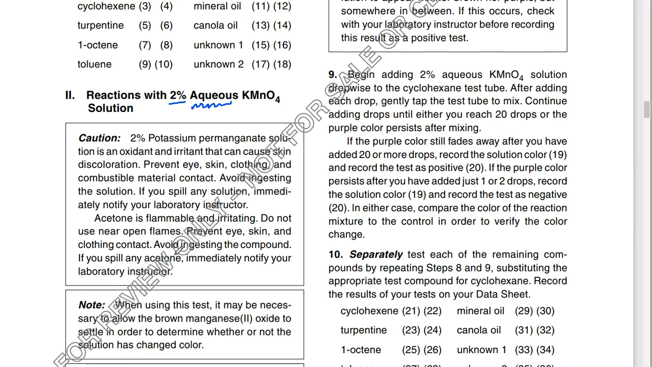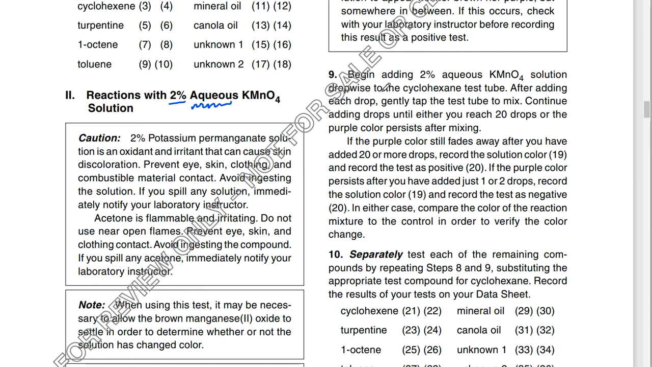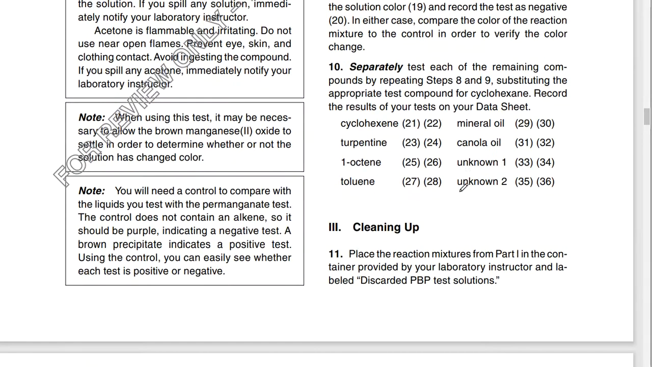All right, so if I go back to the lab procedure, it's basically going to tell me to do what I just did for permanganate. Add the 2% permanganate. We did that after each drop. Continue adding drops until you reach 20, or the purple color persists after you mix it. If the purple color fades away after you've added 20 drops, you're going to say that this is a positive. If the purple color stays after you've added just 1 or 2 drops, you'll record that as a negative. All right? Okay, so that's what we did.